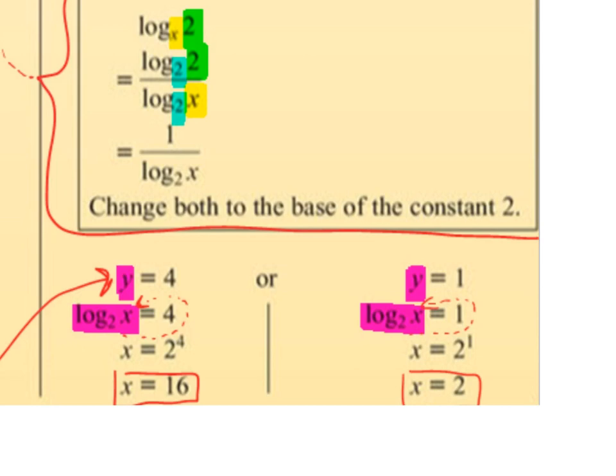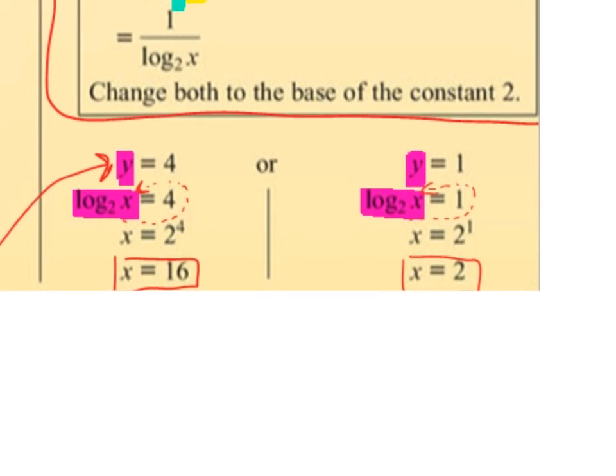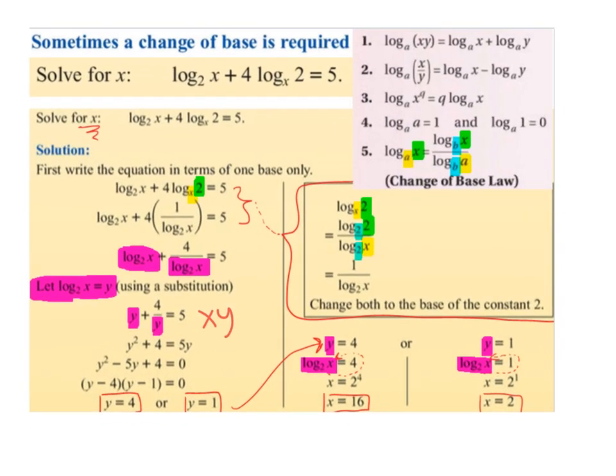And likewise with our other y value, which was 1, y is equal to 1. We again swap the y for log base 2 of x, so we just swap these. So log base 2 of x is equal to 1. Using our scorpion tail method, 2 to the power of 1 equals x, or x equals 2 to the power of 1, and 2 to the power of 1 is 2. So we were asked to solve for x, and our x values are 16 and 2.